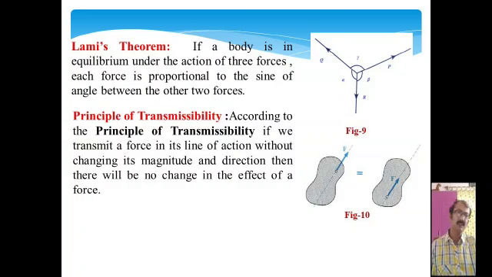So in figure 9, it is clear that a force is acting on a body, and that force is along the line of action of the force. If the force is replaced anywhere on the line of action of the same body, and it is represented by F dash, where F equals F dash, then as per the principle of transmissibility, changing the magnitude and direction, there will be no change in the effect of the force on the body.